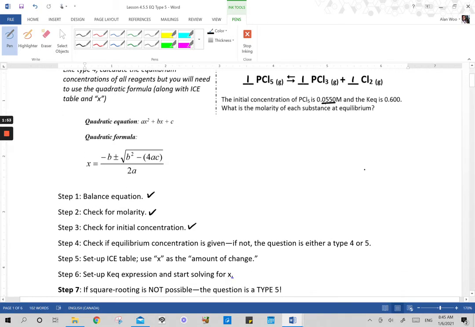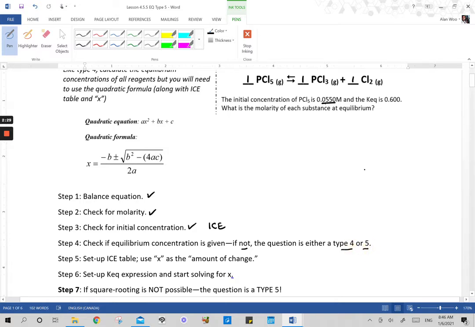Again, if there is an initial concentration, we need an ICE table. So right away we know that an ICE table is something that we're going to eventually use. The next thing that you want to check for is whether or not an equilibrium concentration is given. Now, it's asking you to find the equilibrium concentration of all the substances, so no equilibrium concentration is given. If it's not given, you're now left with a type 4 or 5 situation.